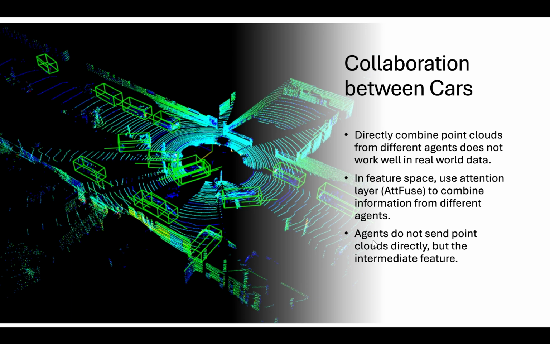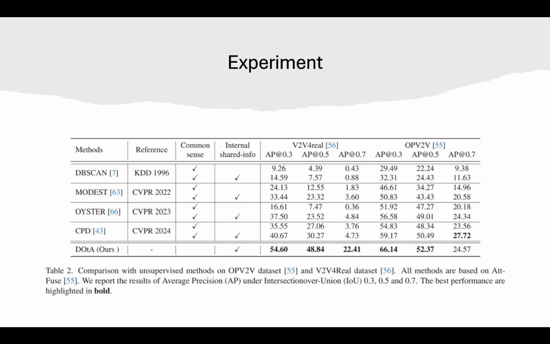And as a result, when agents are communicating, they do not send point clouds directly, but the intermediate features they computed. This is the experiment that tested on two datasets, one real-world dataset and one simulation dataset. As you can see, the proposed method is significantly better in IOU score than previous methods.